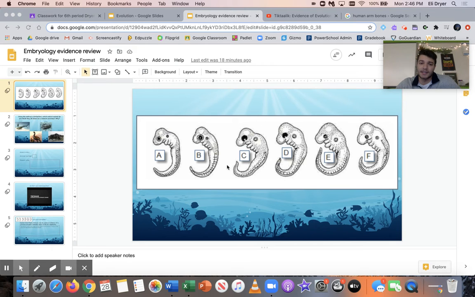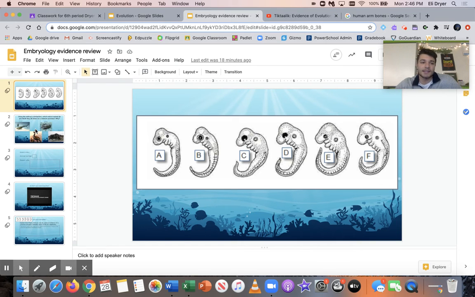They all have similar traits. They all have this tail. They all have this long body. They all have a similar shaped head. Their eyes look the same. This circle right here, we're not too sure. Maybe the ear looks the same. And then these folds right here are gills. They all have the same gills.